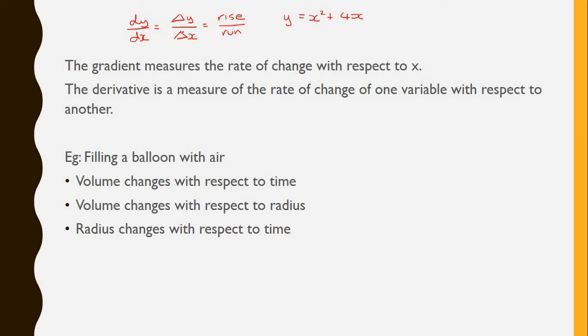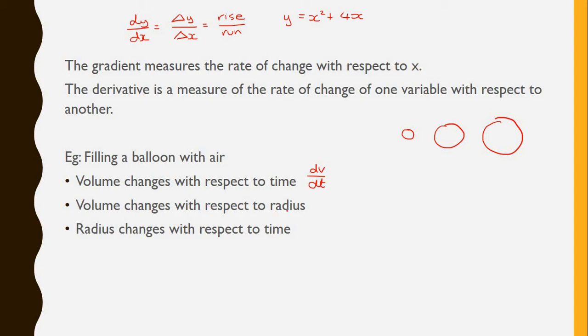But the derivative can actually measure rate of change of a whole lot of other variables as well, not just to do with gradient and not just to do with functions that we sketch. So it's a measure of the rate of change of one variable with respect to another. If you imagine blowing a balloon up with air, it will start small and it will gradually get bigger. So we can talk about how the volume changes with respect to time. So that would be dV dt, the change in volume with respect to the change in time.